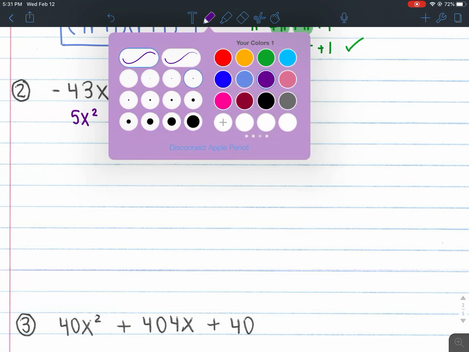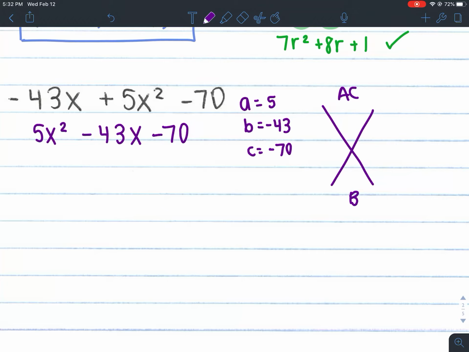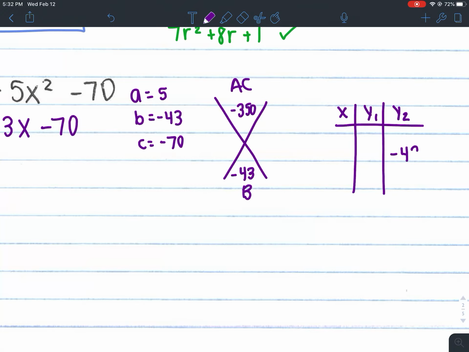So if I'm going to move on, I'm going to go ahead and do my AC method here. A times C on top and B on the bottom. Our A here is positive 5, B is negative 43, and C is negative 70. So 5 times negative 70 is negative 350. And B is negative 43. So I need to look for negative 43 in that Y2 column. Okay. Now this might cause some serious scrolling. So in order to do the calculator trick, I would go to Y equals.